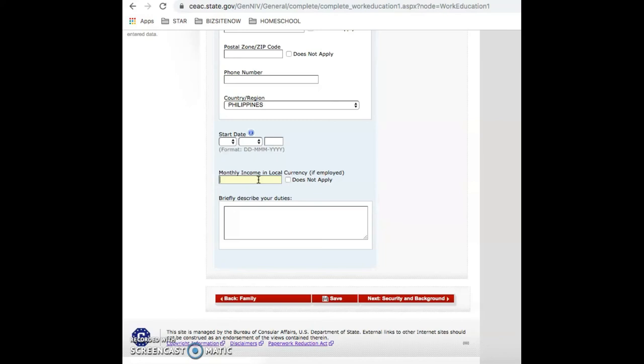Kasi a ticket alone, it will cost you around $600 to $1,200 round trip. So, paano pa yung iba mong expenses? Like, if you're staying in a hotel, kung di ka makikitira sa relatives, diba? So, parang automatic yan, kinocompute na nila yan.